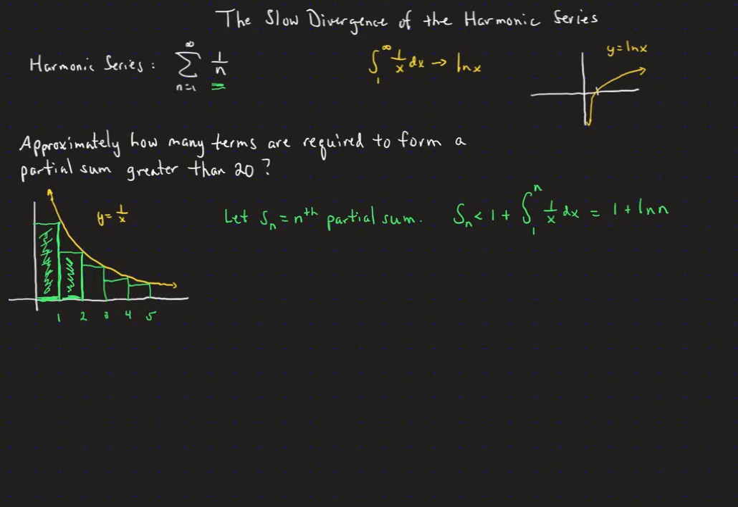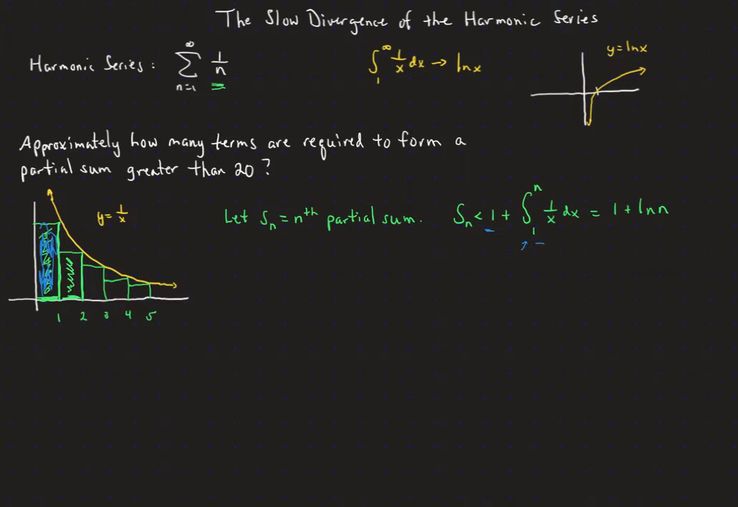Now, if we look over here in the green statement, let S sub n be the nth partial sum. Then you can see that we need to make the integral go from 1 to n, otherwise we're going to have the whole issue of integrating over that vertical asymptote. So that means we have to add in the area of this first term separately. That's the 1 right there.